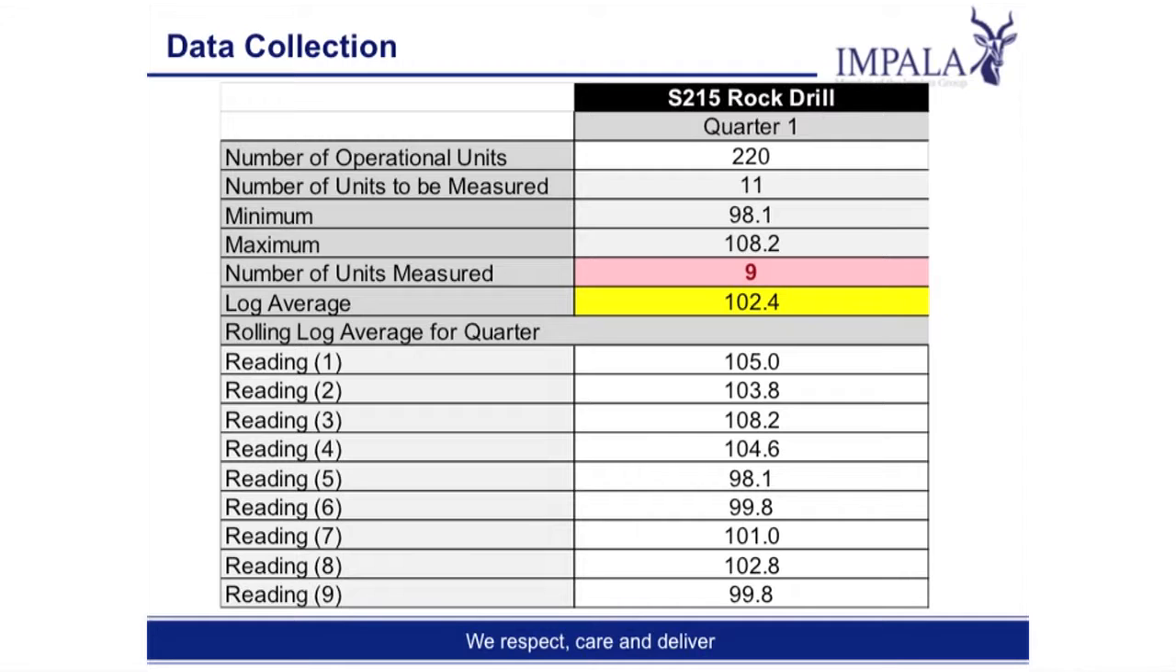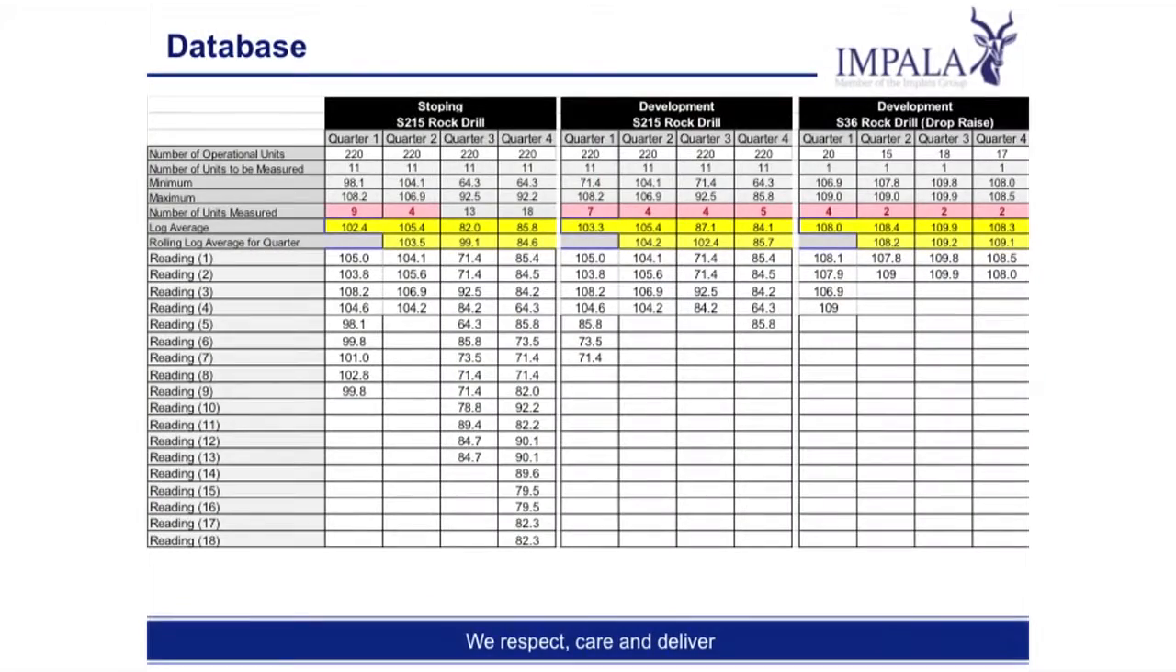You'll see it's actually in red. What we've done is put in conditional formatting on this. If we haven't met the goal, it'll stay red. As soon as you've measured 11, it'll turn green, just to help you see whether you've met that, and then the different readings that were taken.